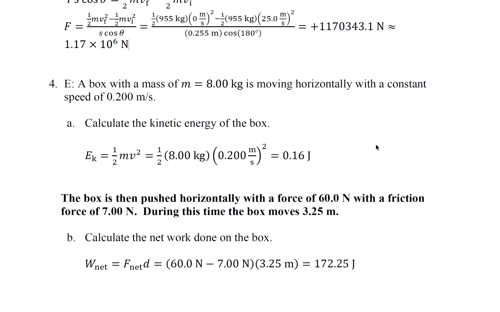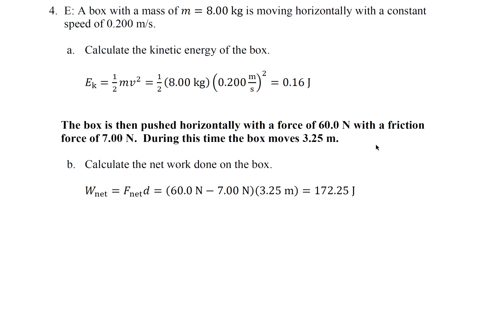Question 4. A box with a mass of 8 kilograms is moving horizontally with a constant speed of 0.2 meters per second. Part A, calculate the kinetic energy of the box. We're going to use 1/2 mv squared. The box is then pushed horizontally with a force of 60 newtons with a friction force of 7 newtons. During this time, the box moves 3.25 meters. Calculate the net work done on the box. So work is equal to FD, and F is F net. So it's 60 minus 7.